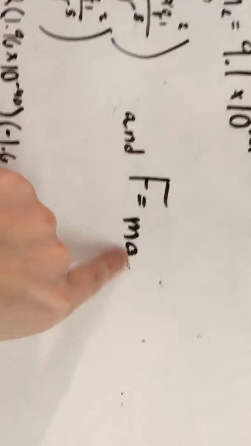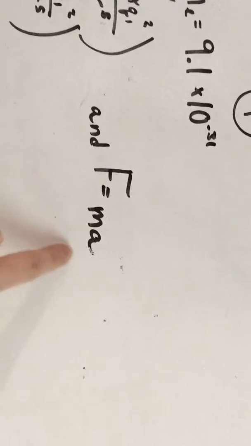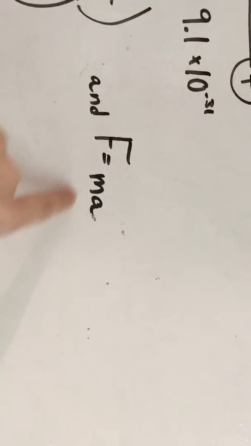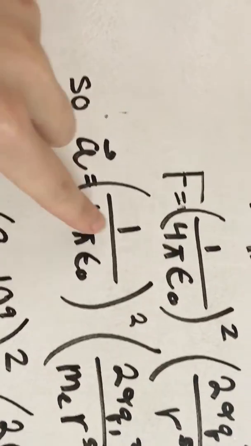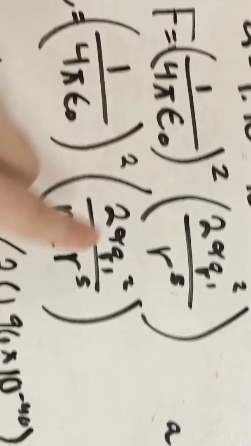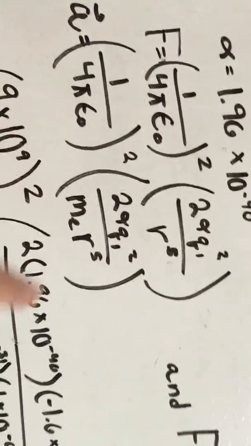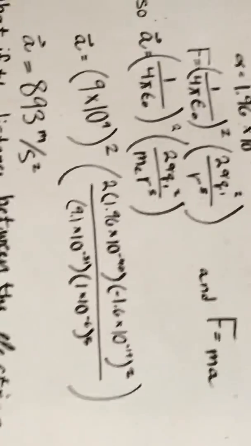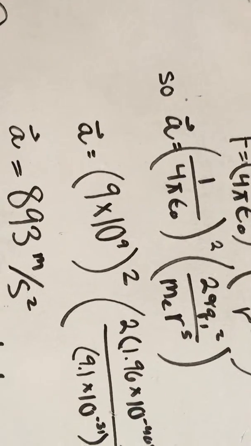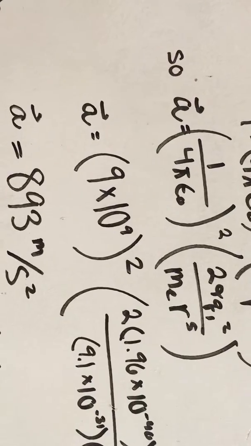F is also equal to ma, so I could just rearrange that and have a is equal to F divided by the mass. So that gives me a is equal to 1 over 4 pi epsilon naught squared times 2 alpha times the charge squared over the mass times r to the 5th. Then I plug everything given to me in, and I get the acceleration is equal to 893 meters per second squared. It then asked, what if the distance between the electron and the carbon doubles?